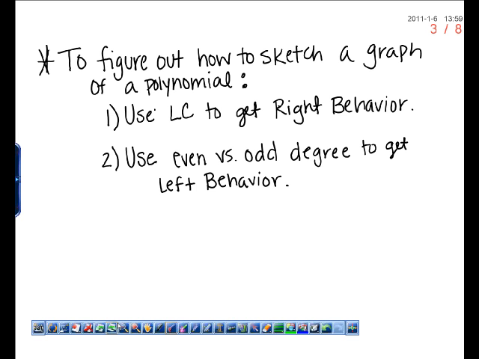It's the number in front of the x that has the highest degree. So if I had 5x squared plus 3x plus 2, my leading coefficient would be 5. We're going to do some practice with it and finding our leading coefficient.